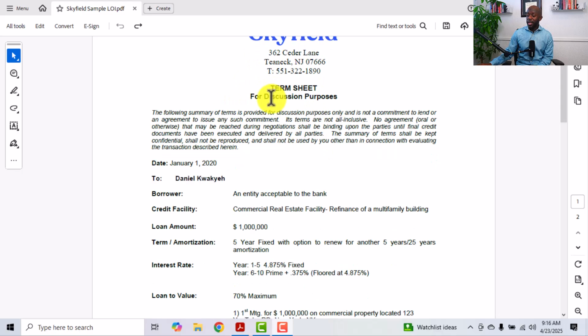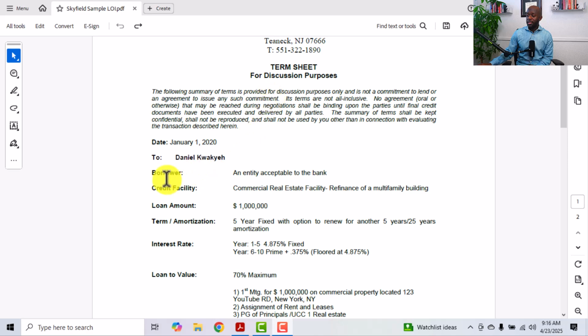Essentially, this is going to outline the terms of the loan that we're going to be making. So you'll see here, you have your term sheet. If you scroll down just a bit, you have who the term sheet is going to be made out to. So the borrower is going to be an entity acceptable to the bank. In most cases, when you're borrowing a loan, it has to be lent out to an entity, so either an LLC, an S Corp. In some cases, it can be a not-for-profit. You'll see here we have a credit facility, commercial real estate credit facility.